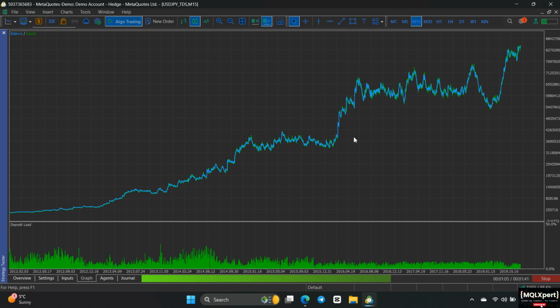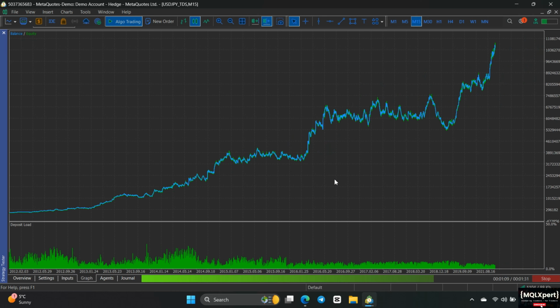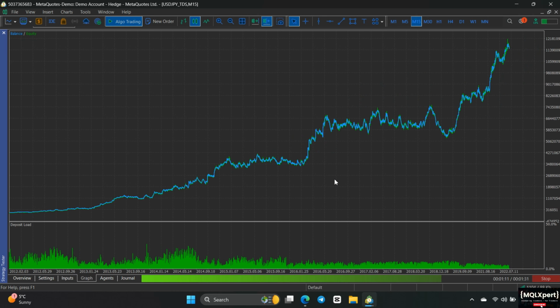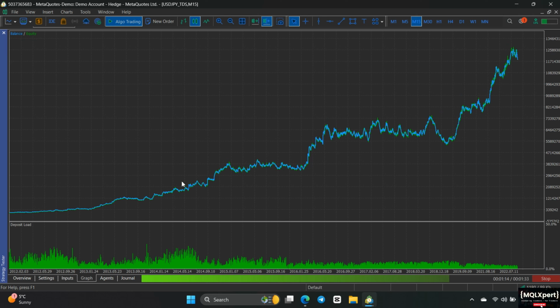So obviously there's going to be drawdown. This EA only has around a 40 to 45% win rate, so you do get some drawdown periods, but as you can see, it doesn't really affect the performance of the EA. It recovers very nicely.